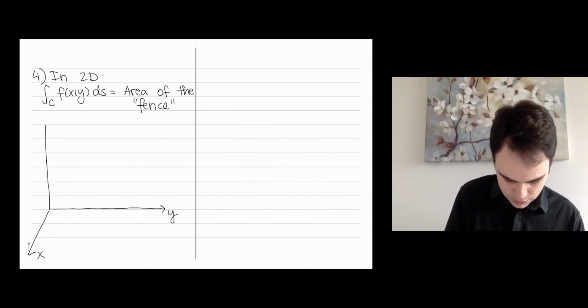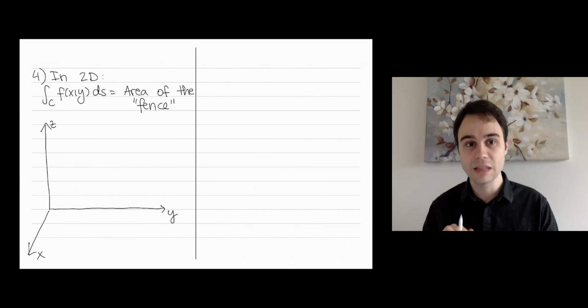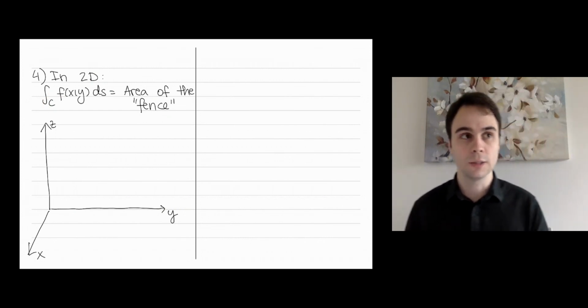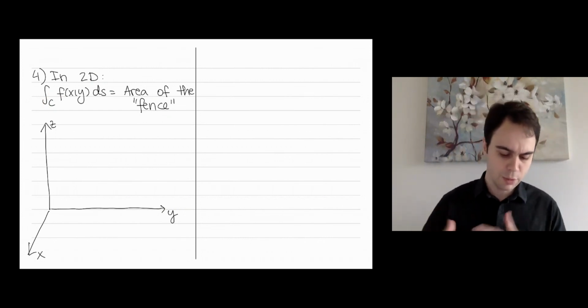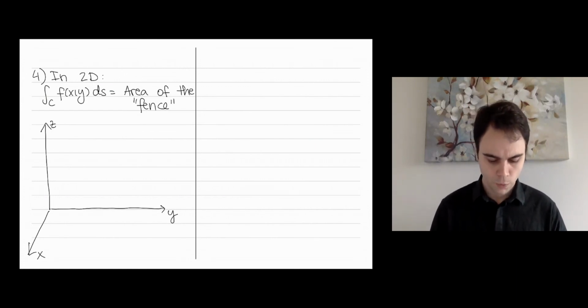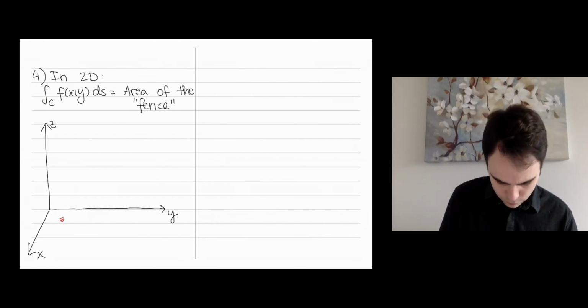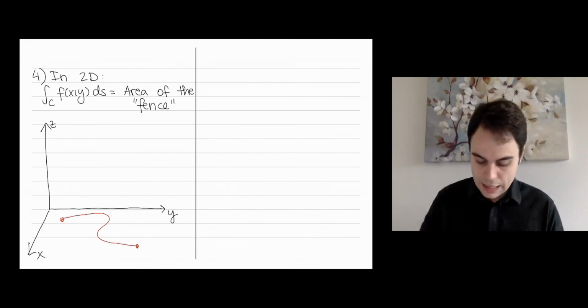So here we have a function. The plane and the function, so this is in 2D. The function depends on two variables, and the curve lives in the xy plane. So let me draw this curve. This could be our curve.